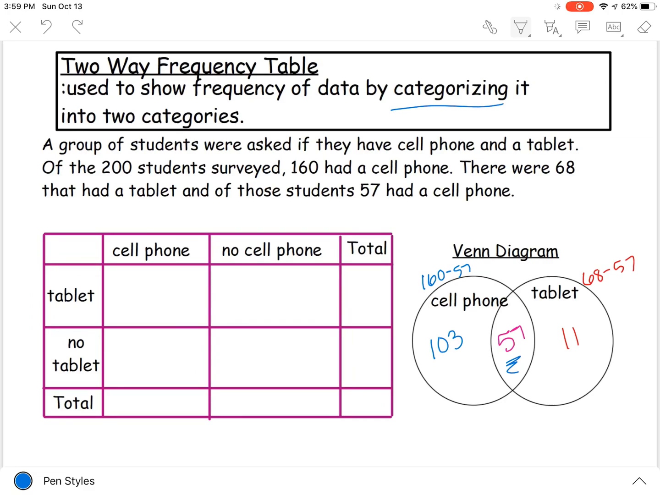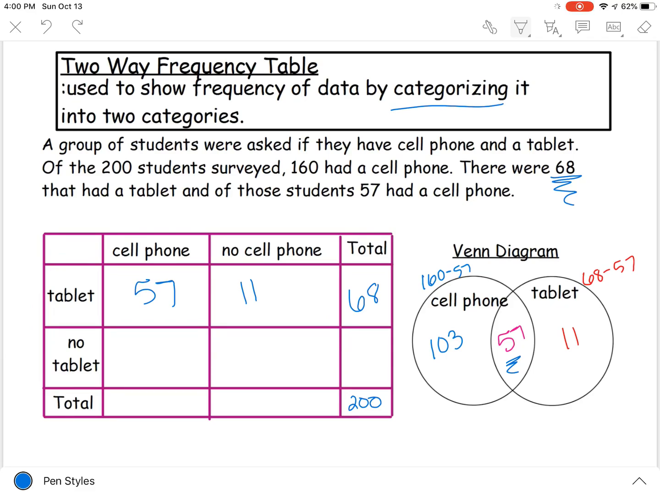Let's start by filling in our information. Well, our total number of students is 200, and we already figured out that of those 200, 57 have both a tablet and a cell phone. Well, we know that 11 have just a tablet, so they have a tablet and no cell phone. And look at that, 57 plus 11 gives us that total of 68 that have a tablet, and that's what our original problem told us.